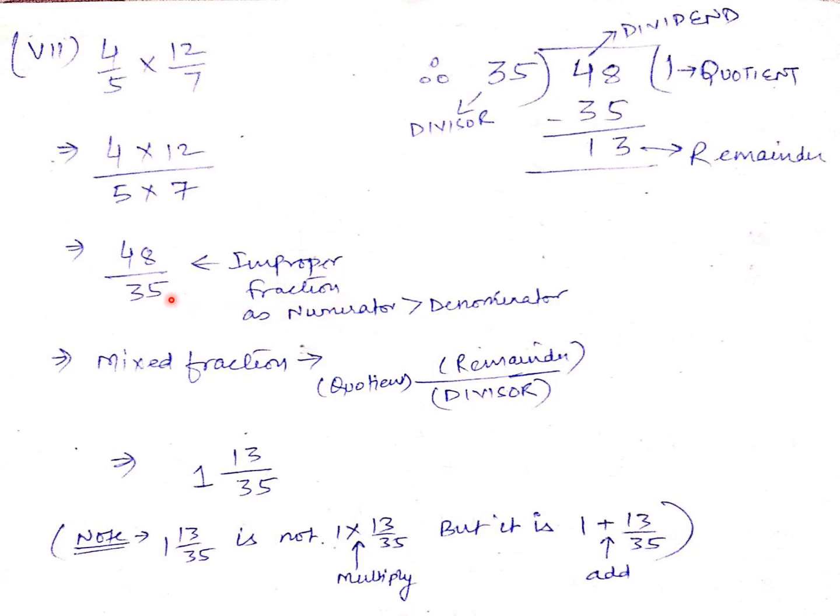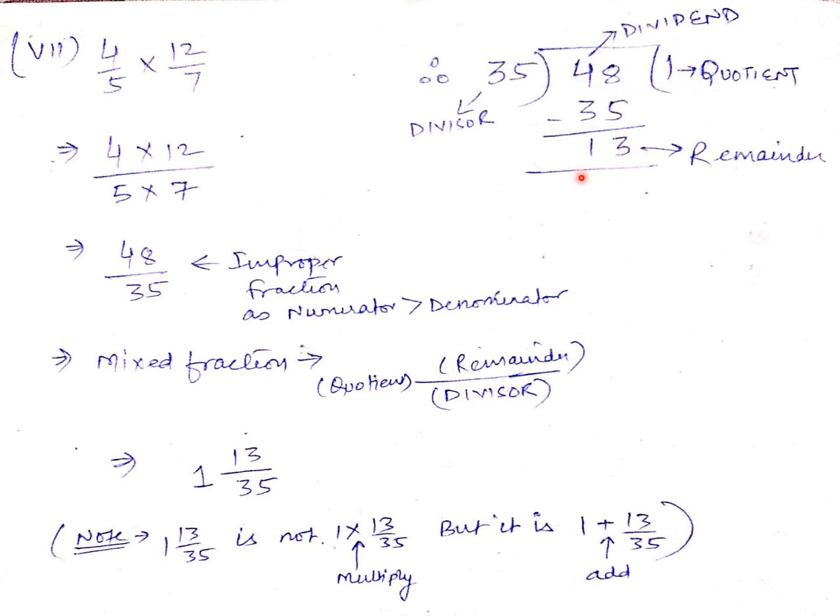So we have to convert this into a mixed fraction. And the process is very simple. We just take the divisor and dividend and write like this: 48, 35. Now 35 ones are 35. When we subtract, we get 13. So this is the divisor, this is the dividend, quotient and remainder.